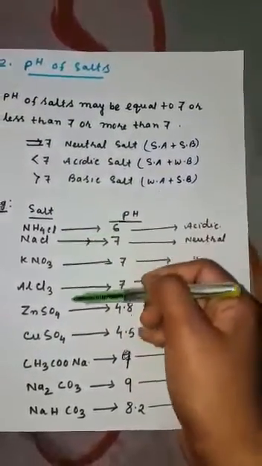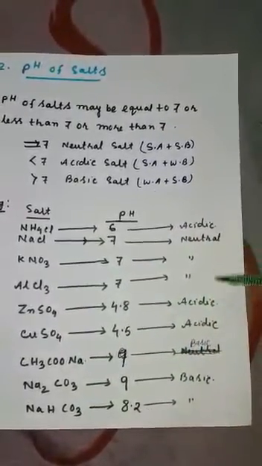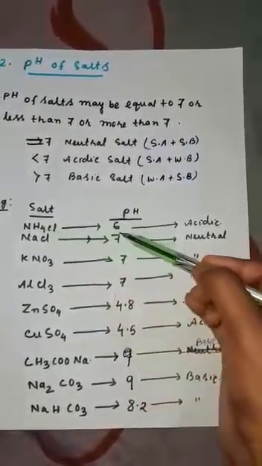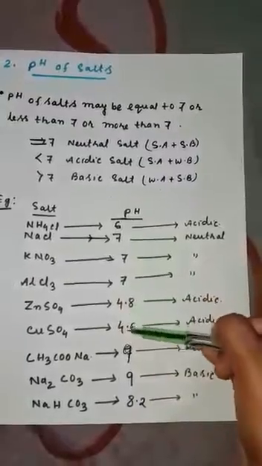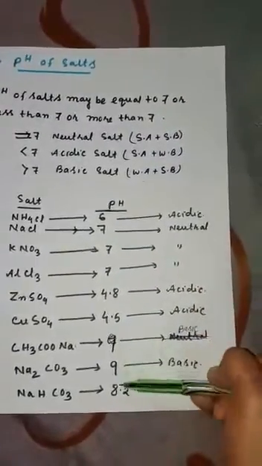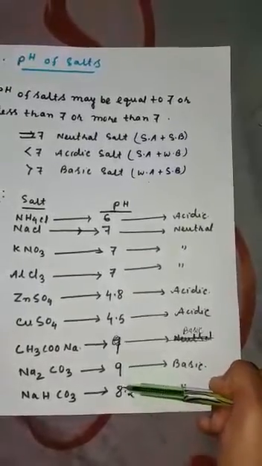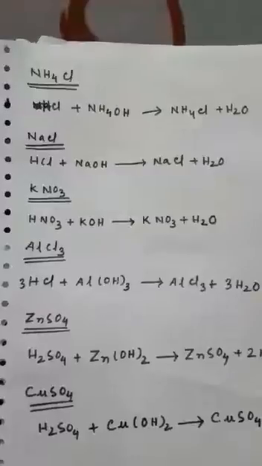Okay, so these are the examples of certain salts having the pH value and whether they are acidic, basic or neutral. So if you consider ammonium chloride, which is acidic and its pH is 6, these are neutral, these two are acidic, this one is basic, this one is again basic, and this one also basic. Now we will see the acids and bases present in these salts.